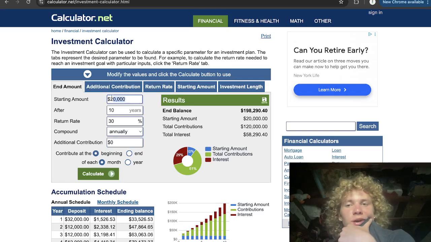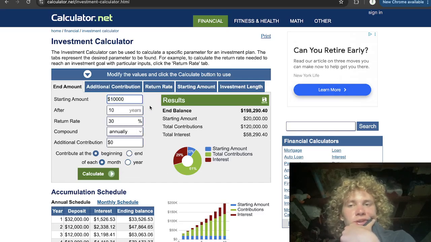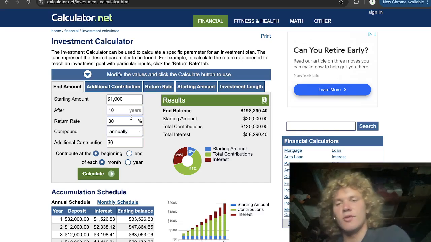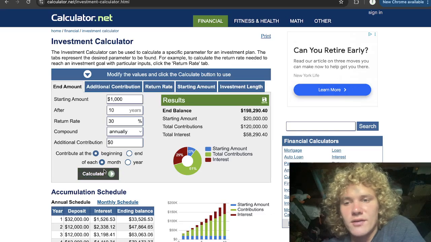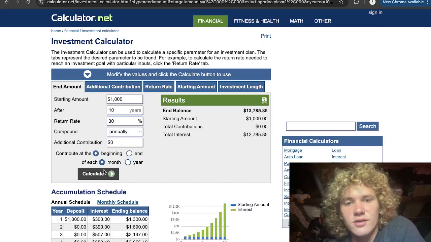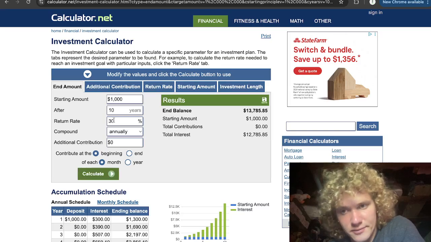So let's say you start with $10,000. A lot of people have 10,000 sitting around. Not a lot, but if you're going to trade, that's a good amount. But you can also start with 1,000. So let's do that first. If you do 1,000, and years are days, remember that because it's compounding, and you're making 30% of that in those 10 days. So this is 10 days. Your $1,000 could turn to 13,785. That's in 10 days.